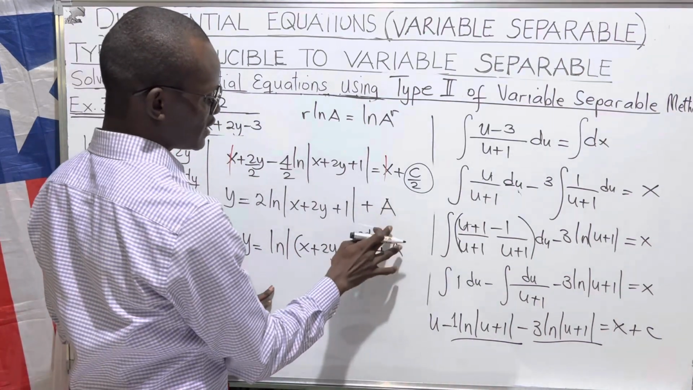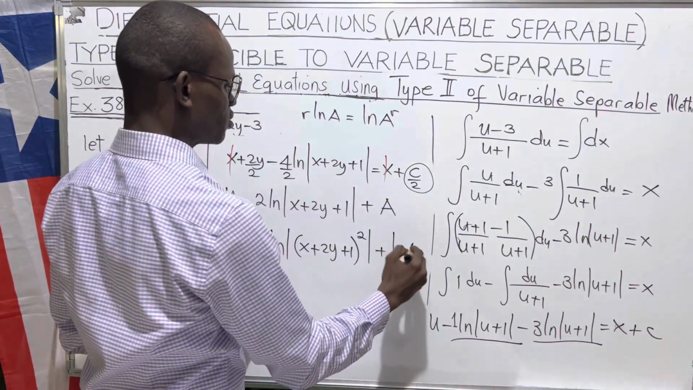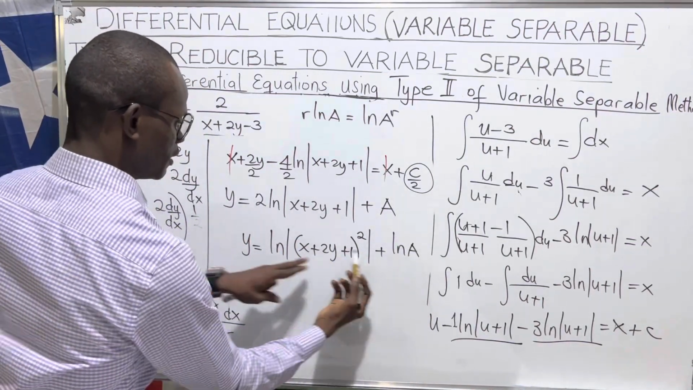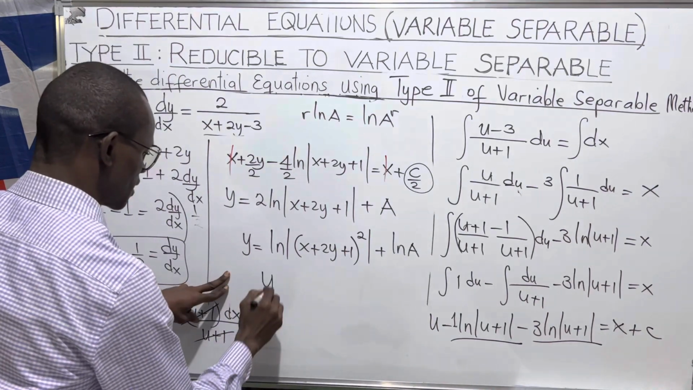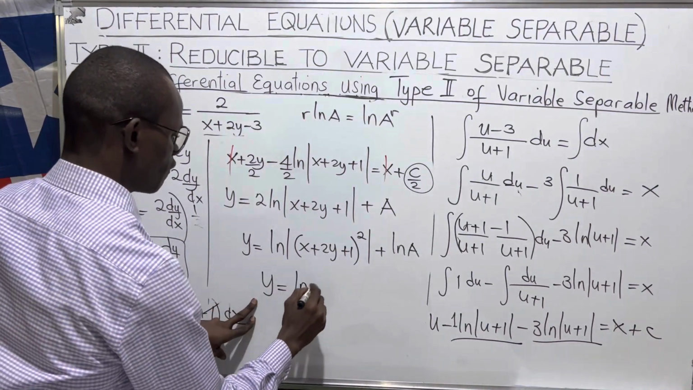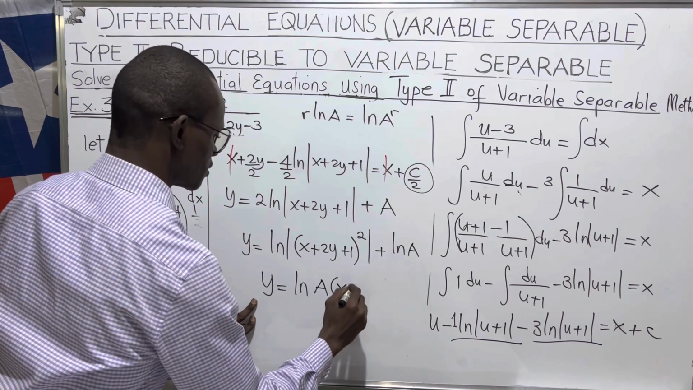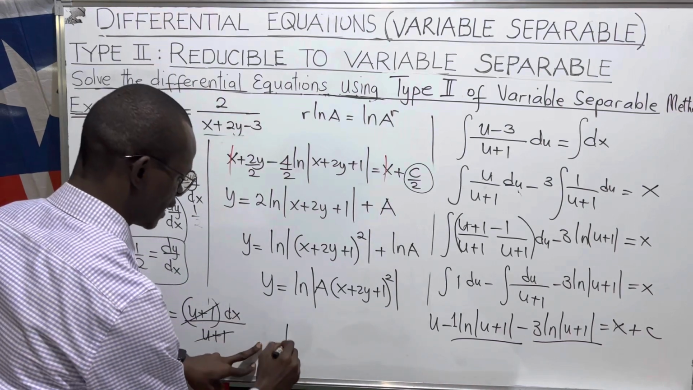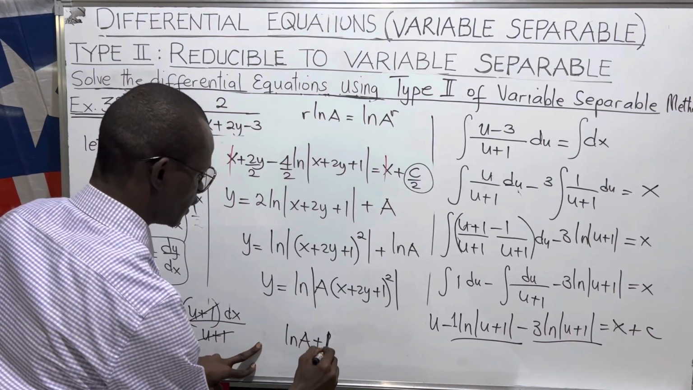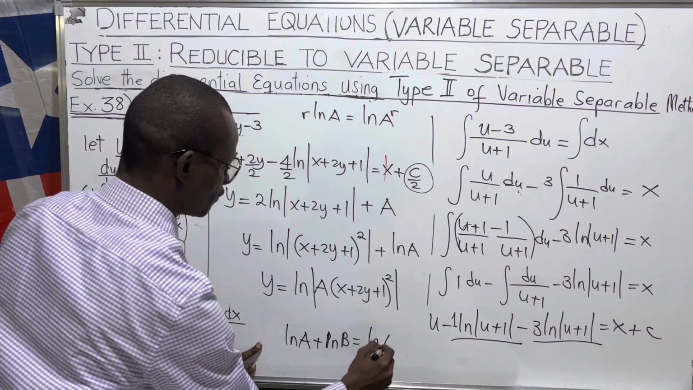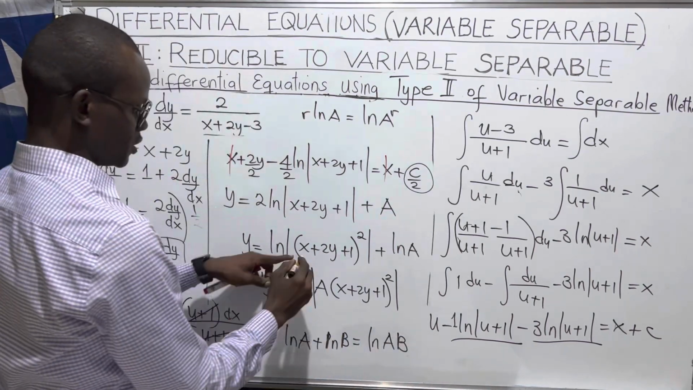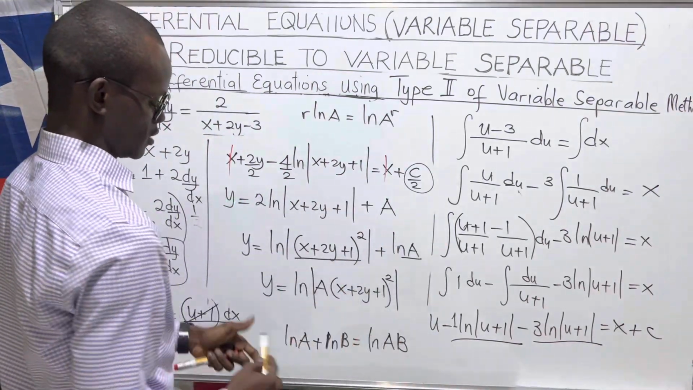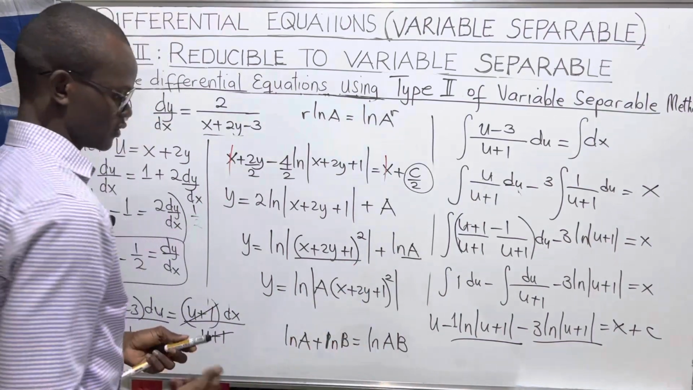But this a, we could rewrite as ln of a so that it reduces the problem. So ln of a plus ln of this expression becomes ln of a times x plus 2y plus 1 raised to the second power, because we know that the ln of a plus the ln of b is equal to the ln of ab.